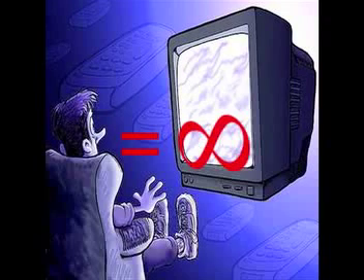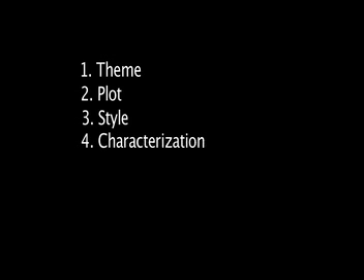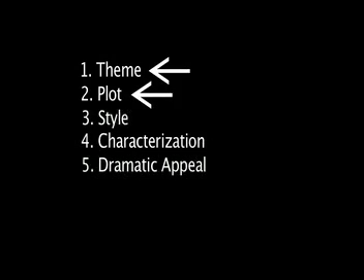What do we love about these stories so much that we're willing to read or watch them again and again? Take any of these titles as an example and you can break them into 5 parts: a clearly defined theme, a well-developed plot, style, characterization, and dramatic appeal. Some of these have extensive subcategories, but today we will focus on theme and approach.